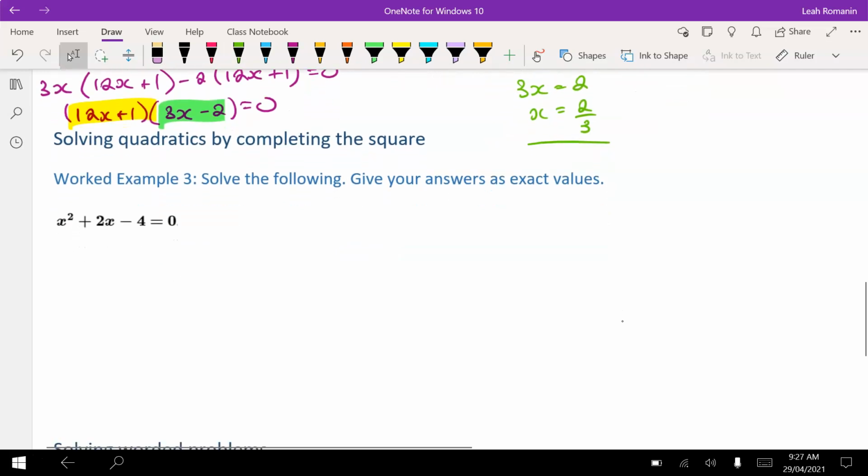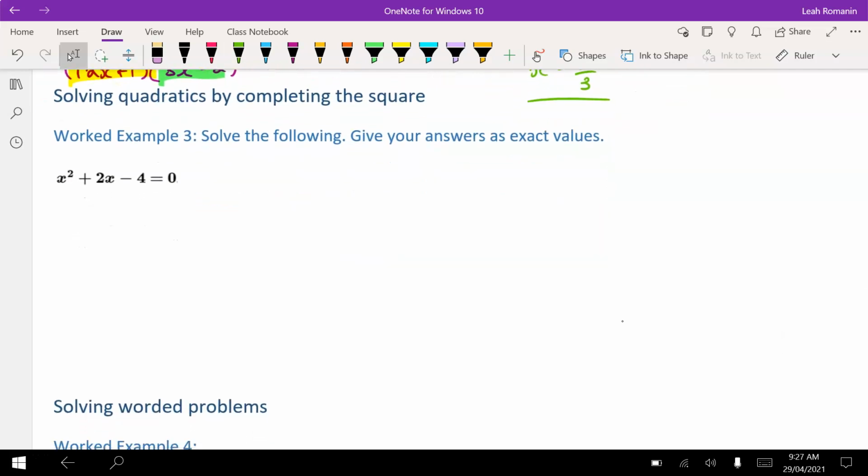Now, we can also solve by completing the square. Already volunteered. So Josh, take it away. Okay, Tess, go for it.